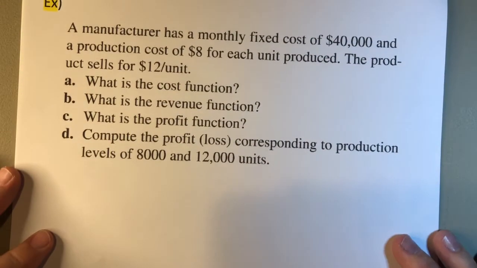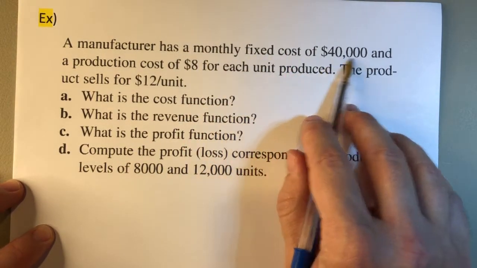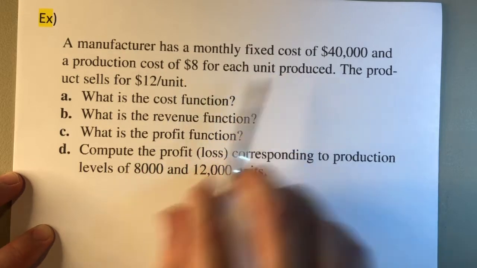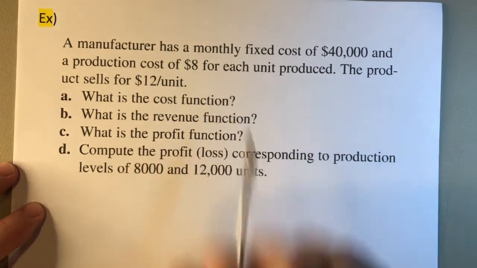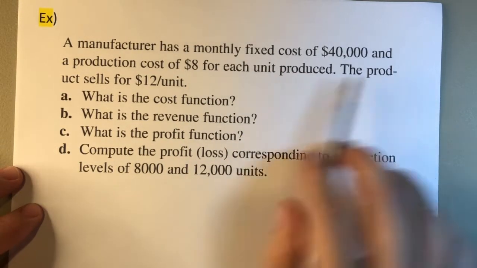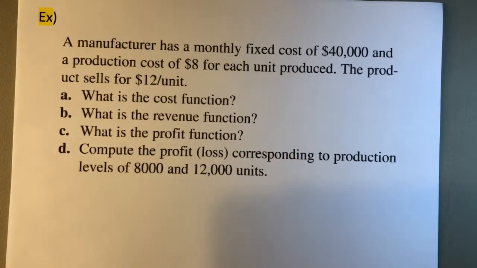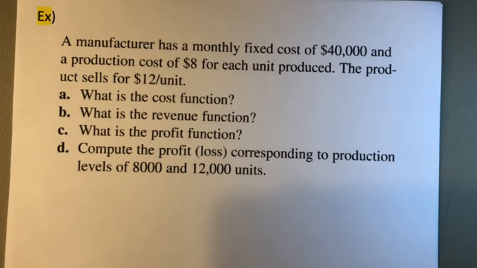So let's look at this basic example. A manufacturer has a monthly fixed cost of $40,000 and a production cost of $8 for each unit produced. You can't just produce something for free. It's going to cost you a certain amount of money to produce whatever the commodity is. The product sells for $12 a unit. So you can see right there the difference here would be $4. $4 is how much money you'd be making in profit.